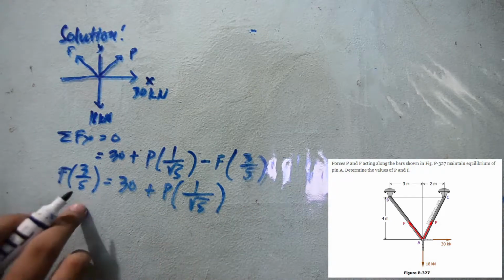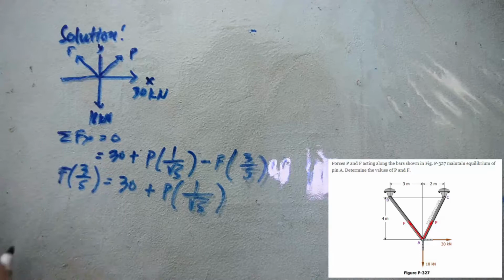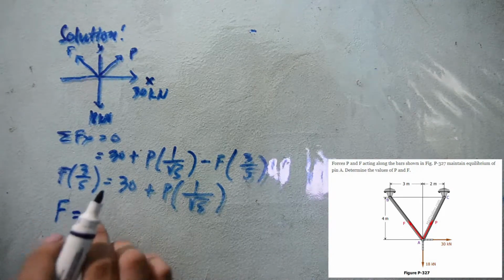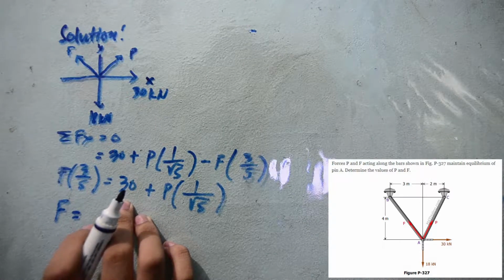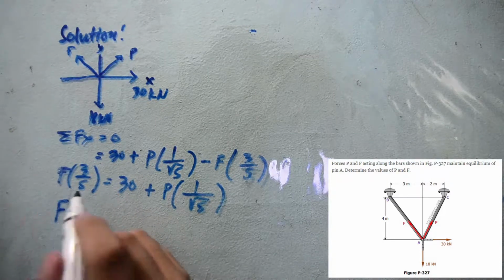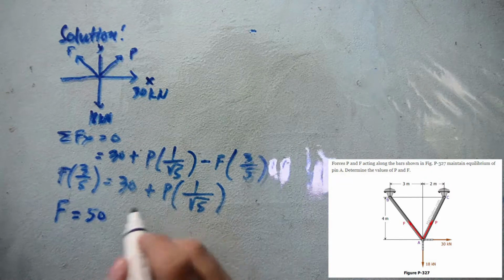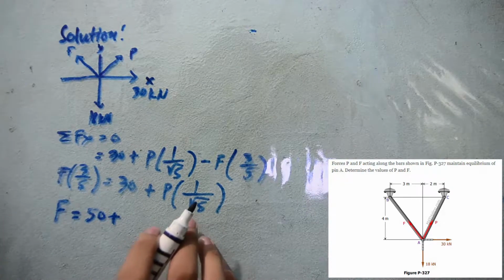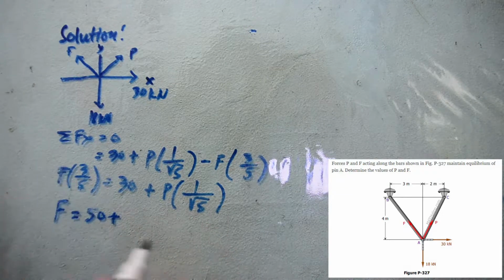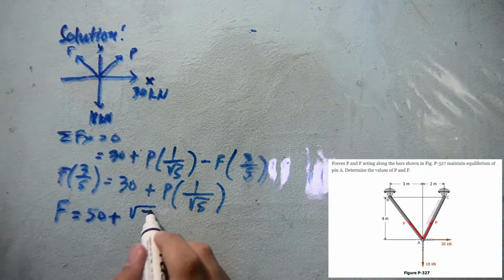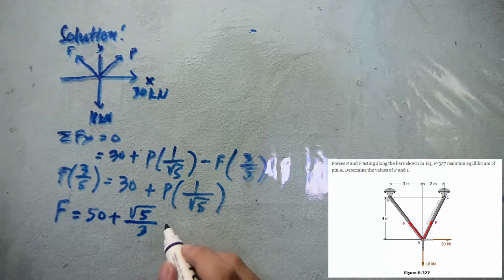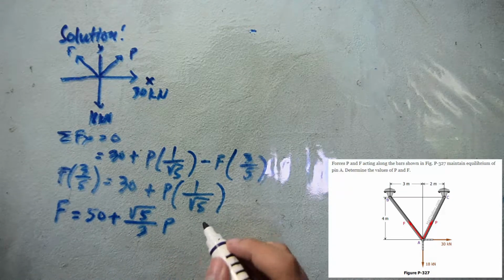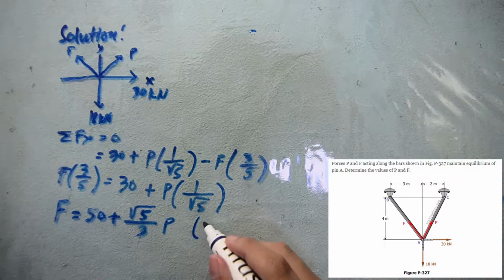So multiply both sides by 5 and divide it by 3. So f is equal to 30 times 5, that would be 150, divided by 3, that would be 50, plus 5 over square root of 5 is equal to square root of 5 divided by 3, which will give us square root of 5, 3p. So here, this is our equation 1.